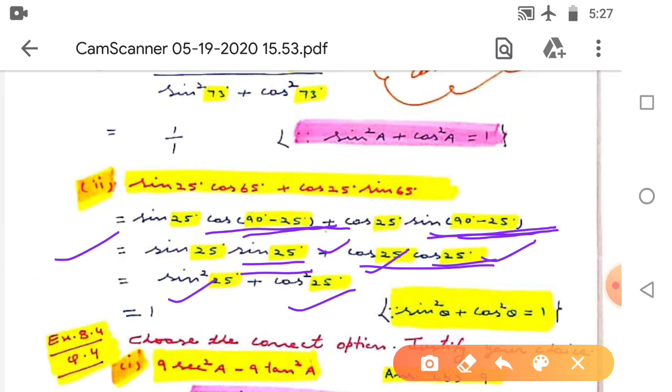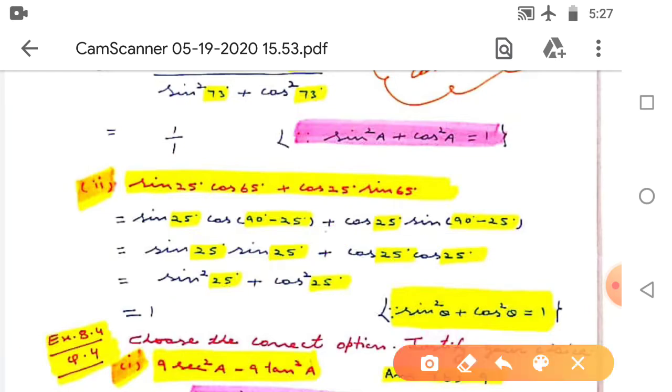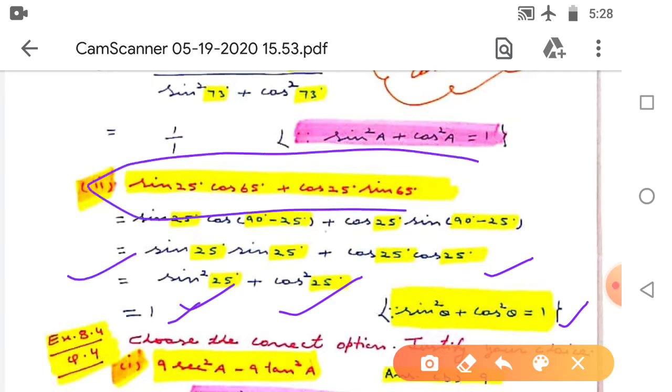So initially, look at here, this is sin square 25 plus cos square 25, and we know sin square theta plus cos square theta is 1. This is again the identity. So sin square 25 plus cos square 25 is 1. So the value of sin 25 into cos 65 plus cos 25 into sin 65 is 1.